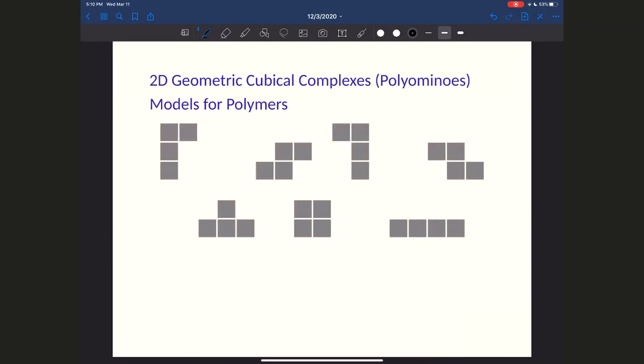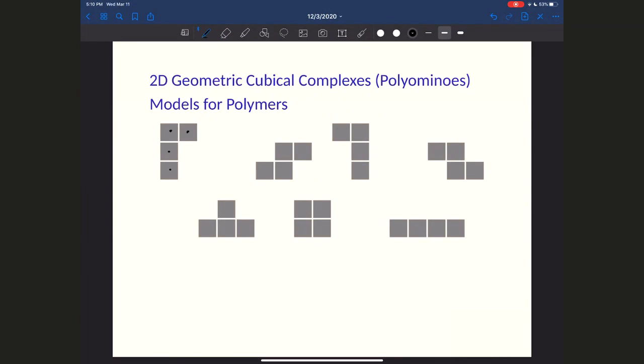Okay, so let me first of all address these objects that these variables are taking. So this is a stochastic process, and at each time what we're choosing is a polyomino, and we're choosing a polyomino with t tiles, where t is the time. So here I choose to show a set of very famous polyominoes. So these are polyominoes with 4 tiles.